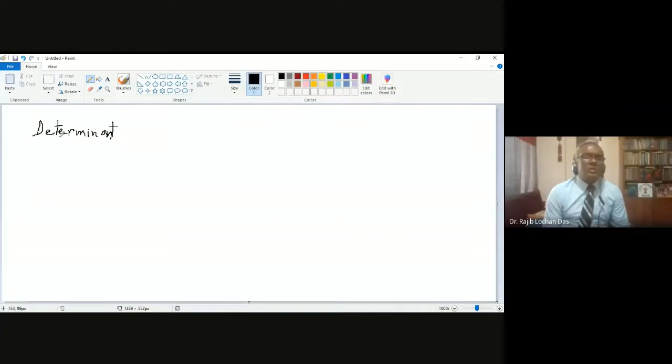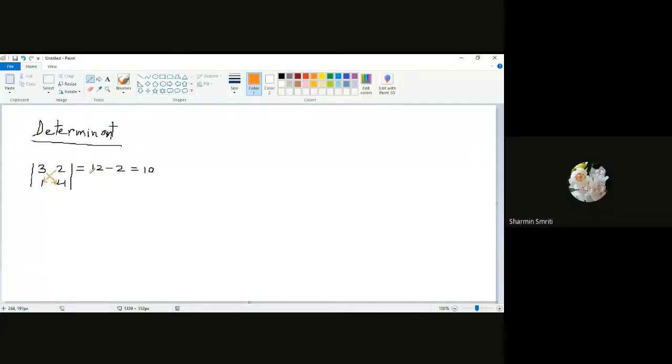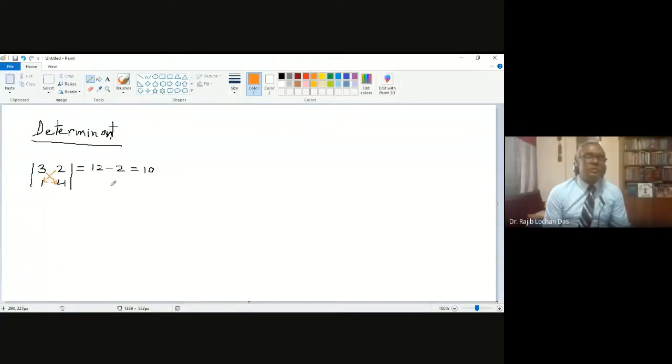Determinant. Okay, so let me just recap. If it is small, say 3, 2, 1, 4, then the value of the determinant will be 12 minus 2, so it is 10. How is this coming? It is the corner 3 into 4, and then minus the other corner 2 into 1. So 3 into 4 is 12, and then minus 2.